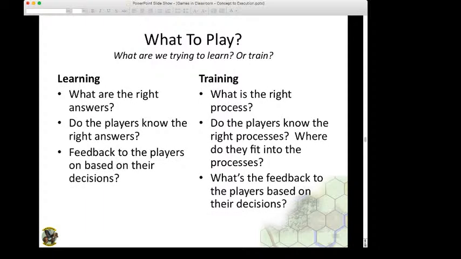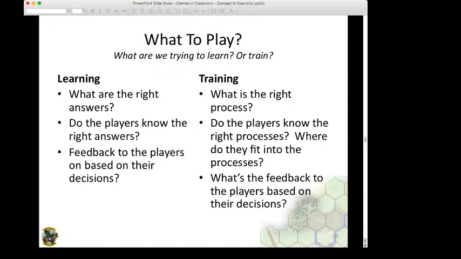All right. So what are we trying to learn versus what are we trying to train? And so when we're trying to decide what it is we want to play, part of what we need to look at, learning, we're focused on what are the right answers. Do the players know the right answer, and what kind of feedback am I providing to the player based on whether or not they give me the right answer? Am I simply telling them, no, you're wrong, or am I guiding them towards a more correct answer? Am I saying, well, that's kind of right, but not completely? How's the best way to make sure that they can provide that right answer? So that's recitation, Kate, as you described it.